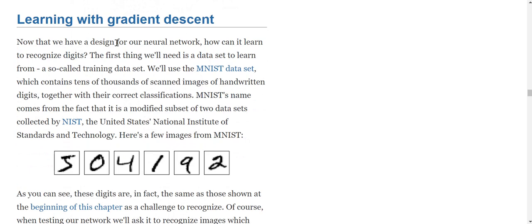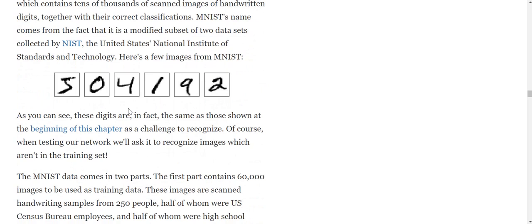So now that we have a design for our neural network, how can it learn to recognize digits? The first thing we'll need is a data set to learn from, a so-called training data set. So we'll use the MNIST data set. This is a very popular dataset which contains tens of thousands of scanned images of handwritten digits together with their correct classification. MNIST's name comes from the fact that it is a modified subset of two datasets collected by NIST, the United States National Institute of Standards and Technology.